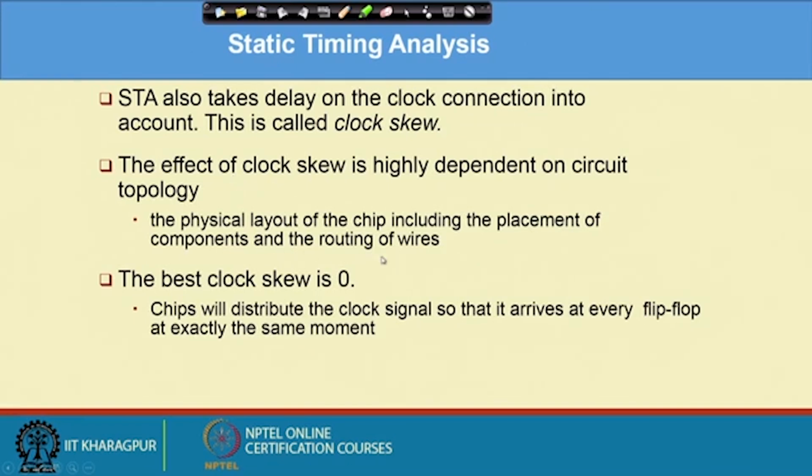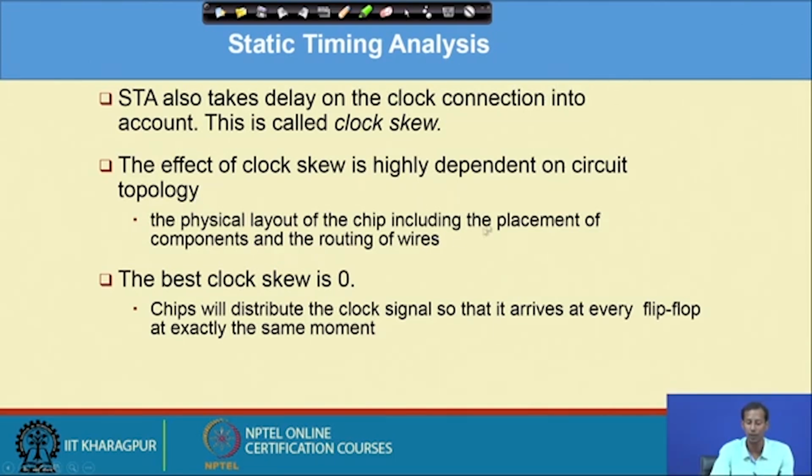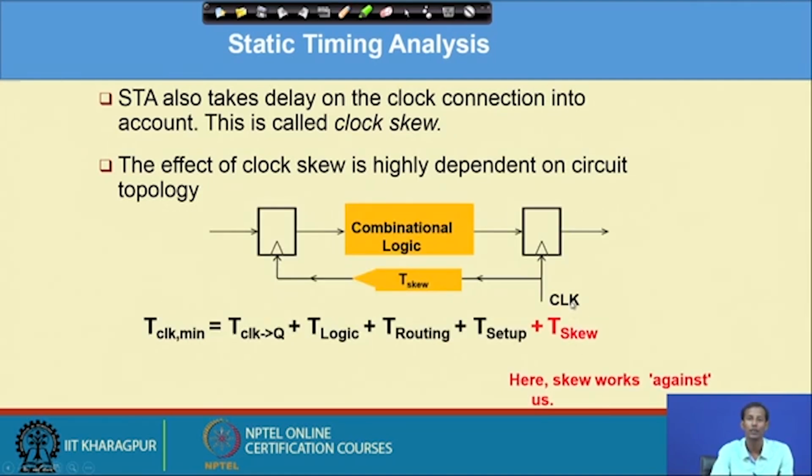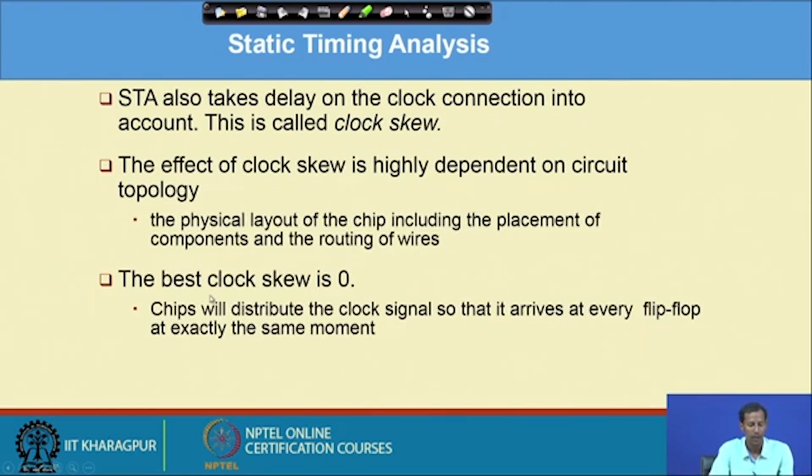The effect of clock skew is highly dependent on circuit topology, which we have already seen, but also on the physical layout of the chip, including the placement of the components and the routing of the wires. Routing of the wires means in which direction I am supplying the clock, and that matters for computing this Q. So, if it is against the data, that means opposite to the data, then it will be added. If it is in the same direction as the data, at that time it will be subtracted. Okay. And the best clock skew is 0.